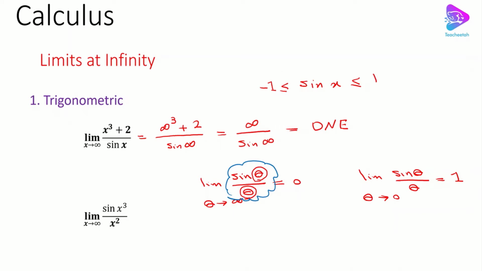If we look, we have the limit of sine of x cubed over x squared, and I have to make x cubed on the bottom. So we have the limit of sine of x cubed over x squared, and x is approaching infinity. We have x cubed on the top, we have x squared on the bottom, and we have to make x cubed. So the easiest trick is to multiply both top and bottom by x. So it's going to be the limit of x times sine of x cubed over x squared times x.